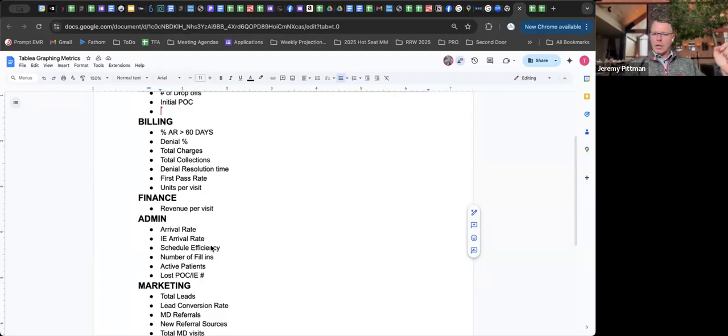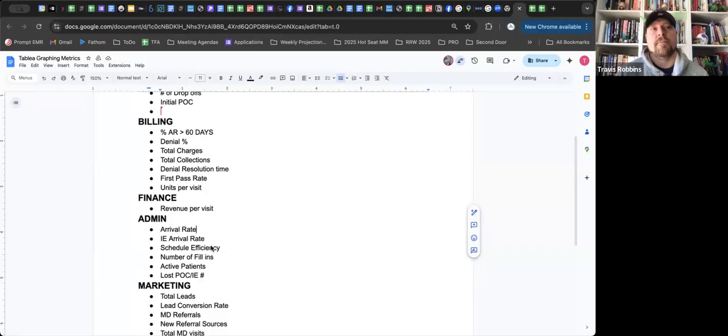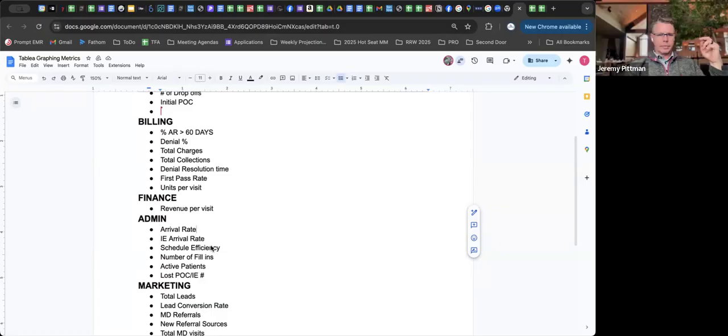So you can use that number for sure. But it's not something that we have on a dashboard somewhere. You'd have to dig and find it in the active patient tracker.